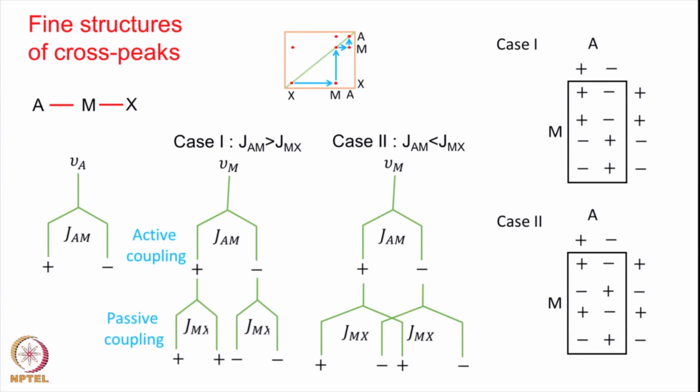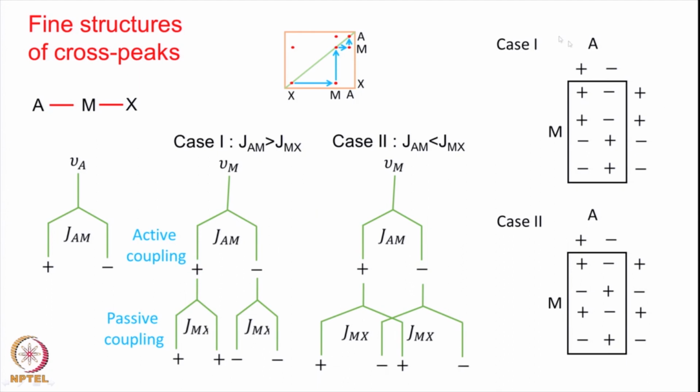On the other hand, if the AM coupling is smaller than the MX coupling, then what happens? This plus will split into plus plus like this here, this will cross over into this, and the minus one is split into minus minus like this. So these will now cross over. So the pattern along the M dimension will depend upon the relative magnitudes of the 2 couplings. In case 1, it will produce a plus plus minus minus structure. In case 2, it will produce a plus minus plus minus fine structure.